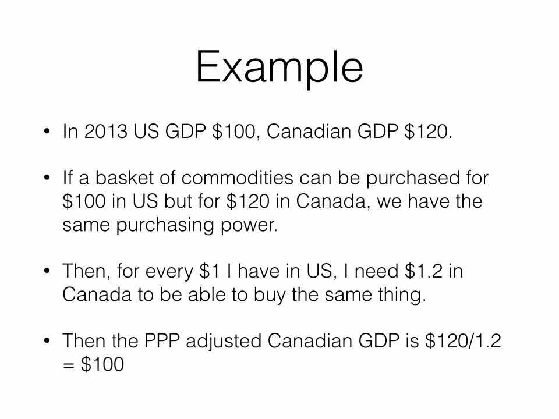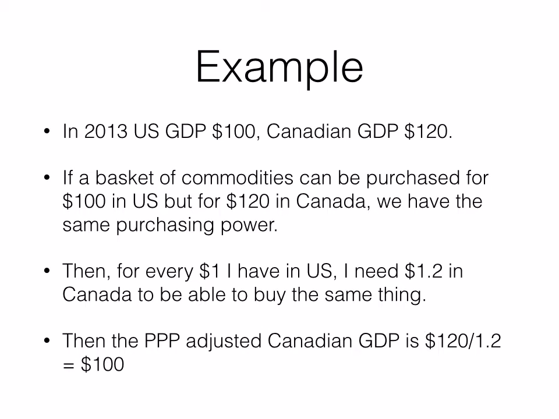Let's say that in 2013, US GDP was $100. That is, we looked at all the commodities and services we produced, multiplied them with their prices, added them up, and then we have $100 as our total GDP. We did the same thing for Canada. Obviously, the currency is different there. We converted to US currency, and then the total GDP in Canada in US dollars is $120. So just by looking at this, can we say that the Canadian well-being is 20% higher than US well-being?